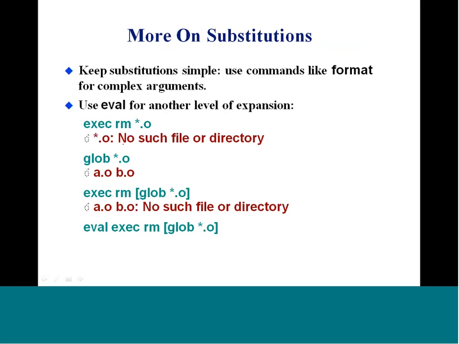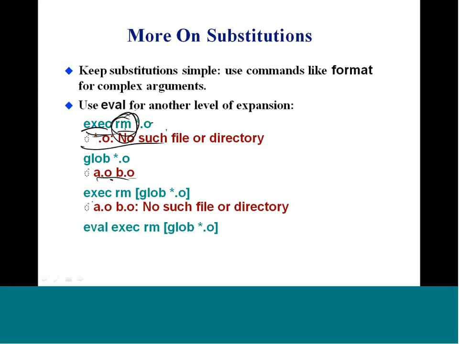Here we can use eval for another level of expansion, and we can also use a command like format for complex arguments. So exec rm star dot o basically executes this particular command. This itself is a command that takes two arguments, the first argument being another command that gets executed. And here it says no such file, because there is no meaning to the star dot o. If you say glob star dot o, that gives the two files which are in the directory, a dot o and b dot o.